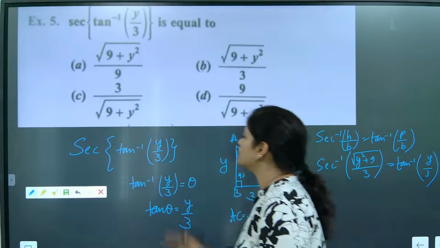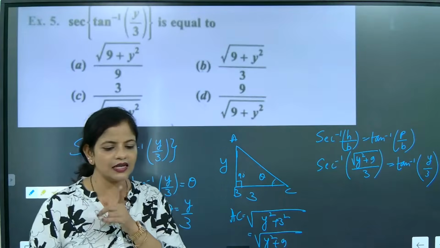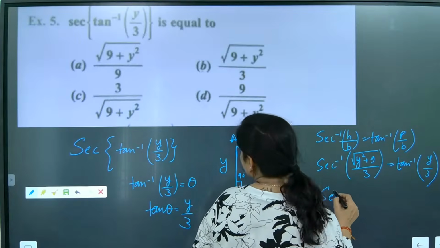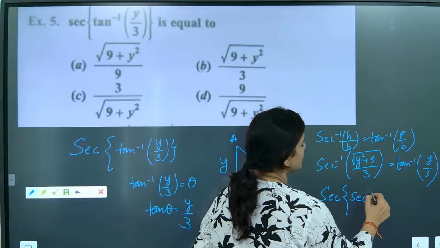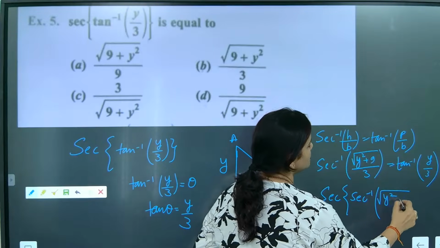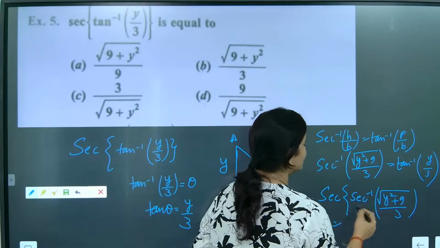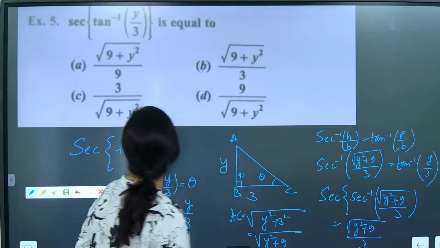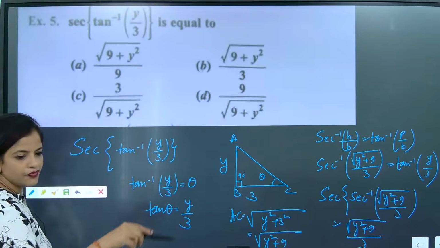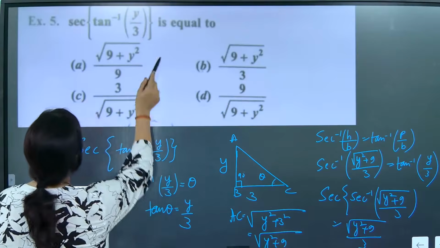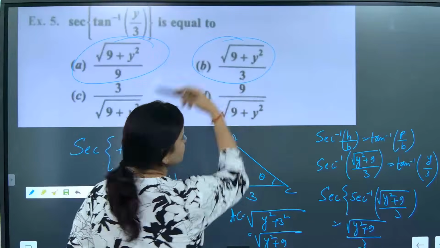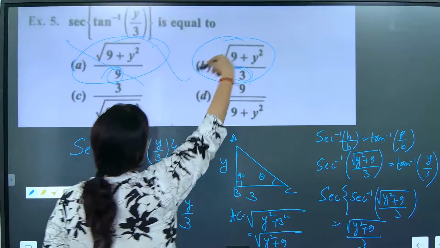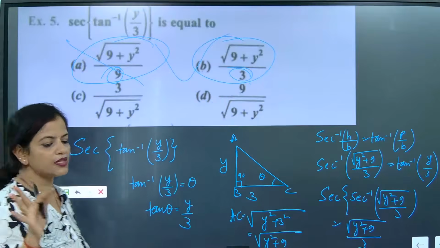So instead of tan inverse y by 3, I can write directly secant inverse part. This you must remember. So secant into secant inverse of root under y square plus 9 by 3. So secant and secant inverse cancel. It is coming as root of y square plus 9 by 3. You have three options. These two options are similar, but only one thing is there. This denominator is 3 and this denominator is 9. So one is not the answer, your answer is 2.